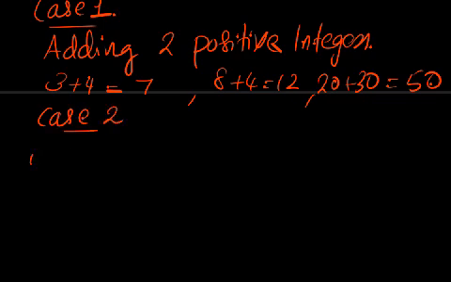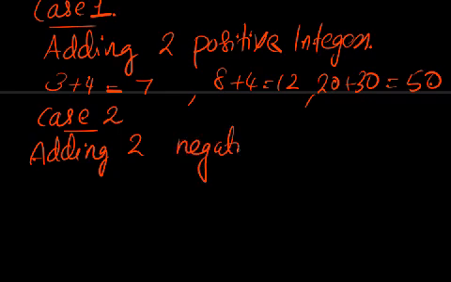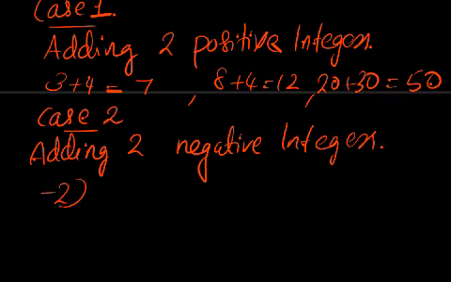Case 2, adding two negative integers. For example, -2 plus -5. This is equal to -7. So both numbers are negative, so our answer will also be negative.